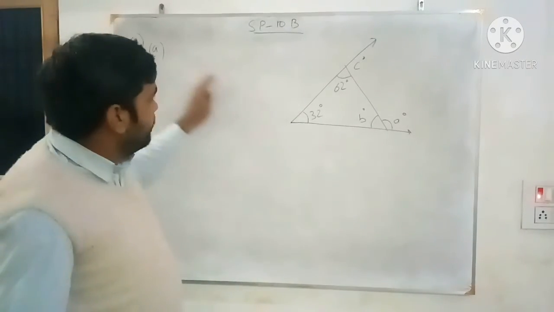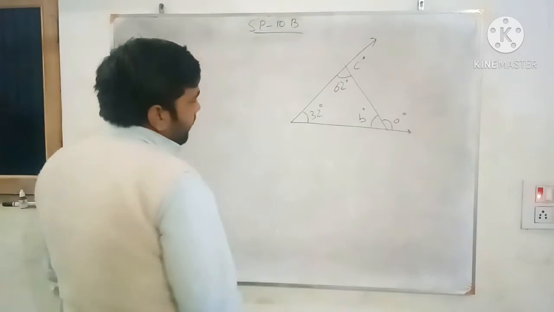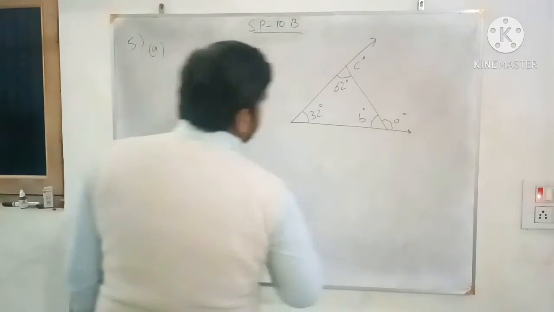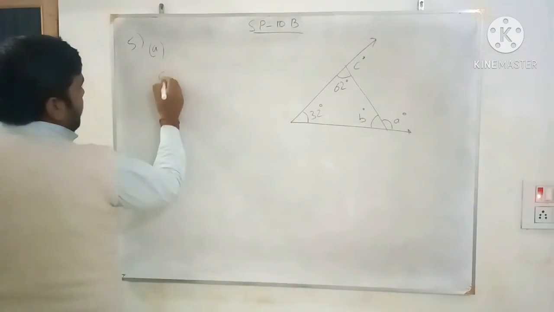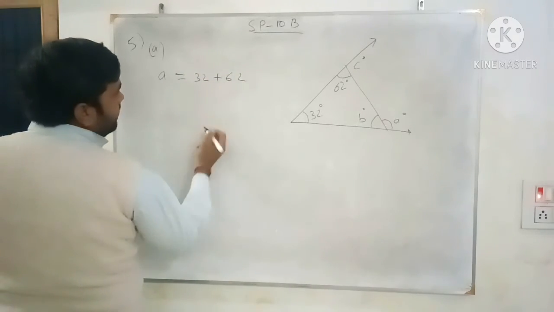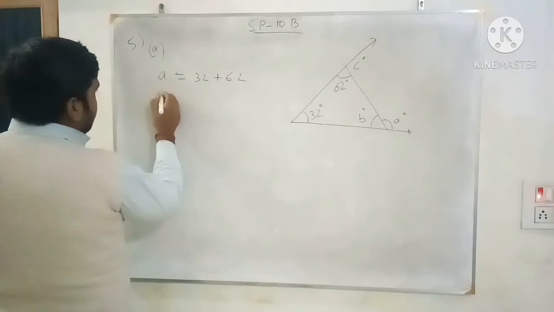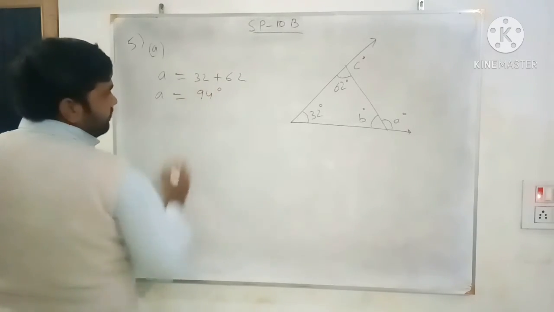In this we don't have to use the angle sum property of the triangle. See how we find by the exterior angle property. Angle A is the exterior angle, it will be equal to the sum of its interior opposite angles. So angle A is equal to 32 plus 62. Reason: exterior angle property. So A will be 94 degree.